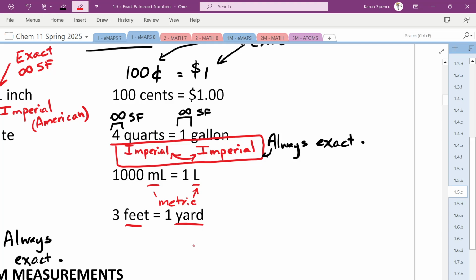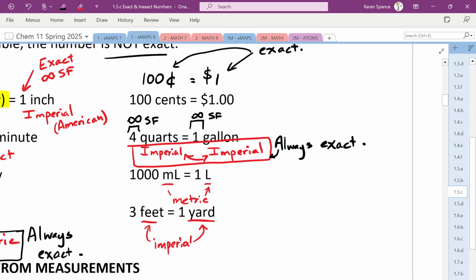Feet and yards are both imperial. And so are the 3 and the 1 exact or inexact? Inexact. Sorry, exact. I said it wrong. Sorry. All right. So anytime you're going within one measurement system, it's always exact.